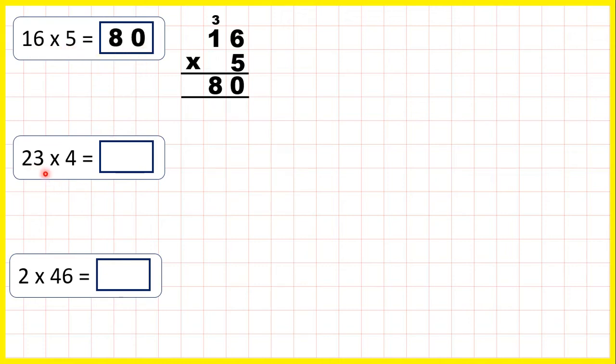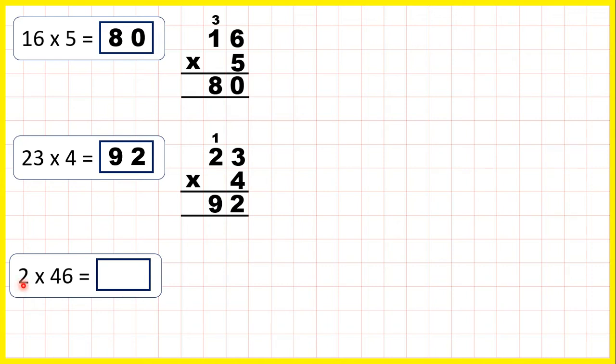Now 23 times 4, so we can set this out in the same way. 3 times 4 is 12, so 1, 2. Then 2 times 4 is 8, plus the 1 on top is 9. So our answer is 92.